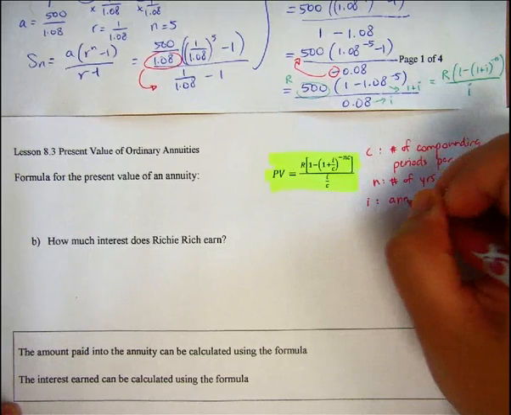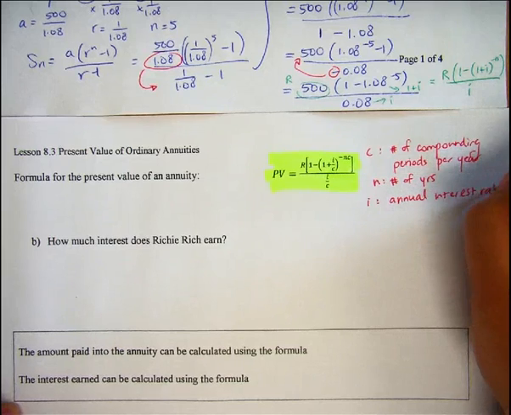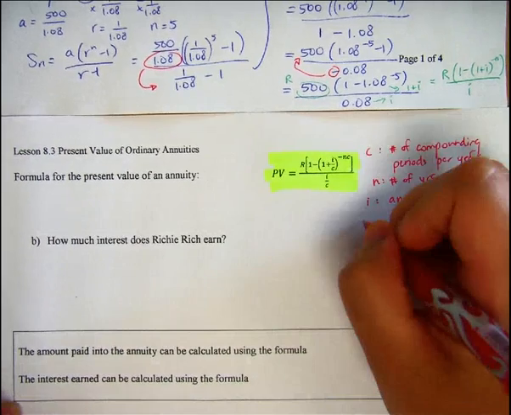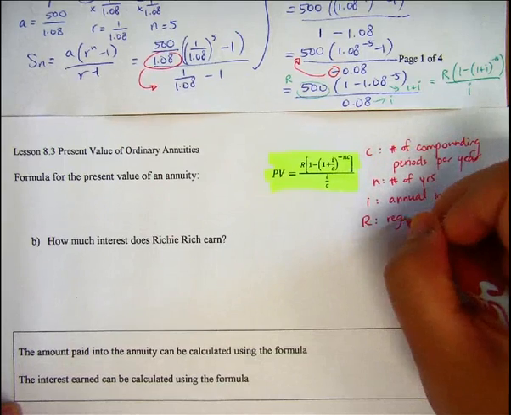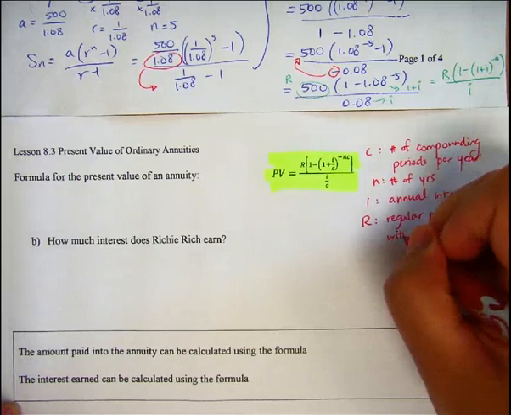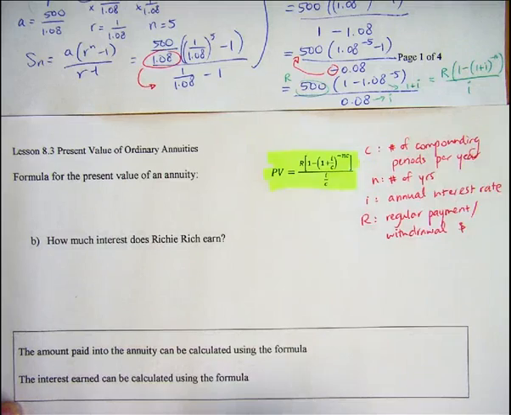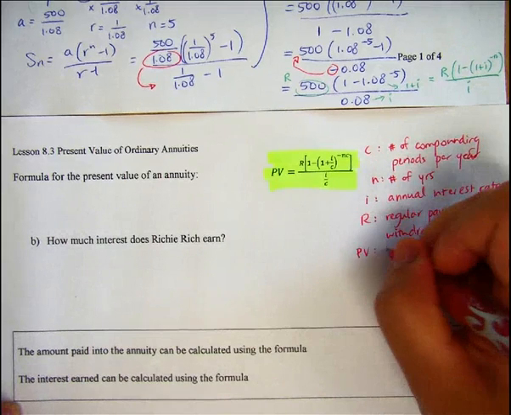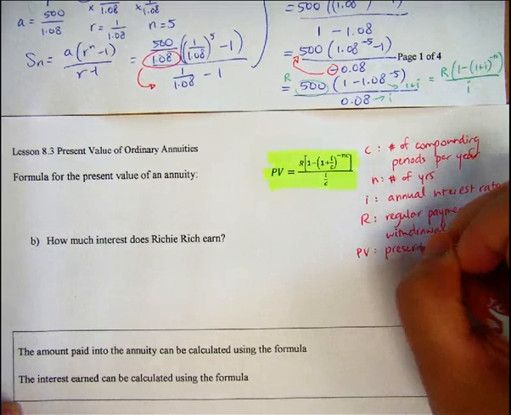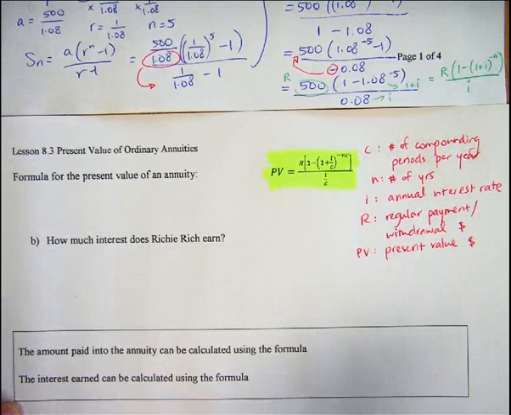I represents the annual interest rate, and R represents your regular payment, or if you want to think about it as a withdrawal amount, it's in dollars, okay? And PV is the present value of having those future regular payments, okay? Present value in dollars, all right?